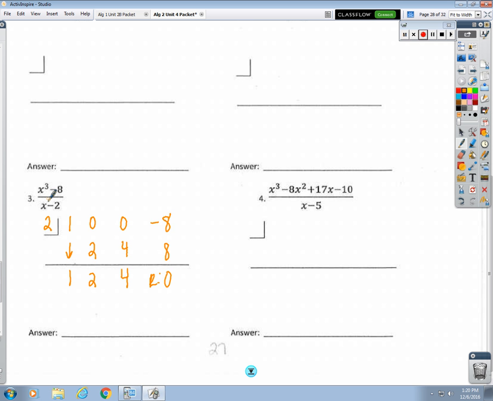So, since our question started out x cubed, our answer starts out with x squared. The 1 belongs to it, not that you have to write it, and then plus 2x plus 4.